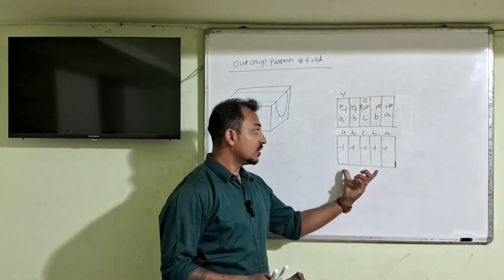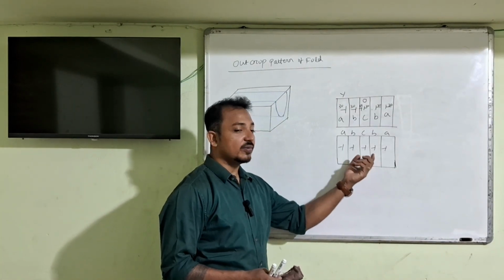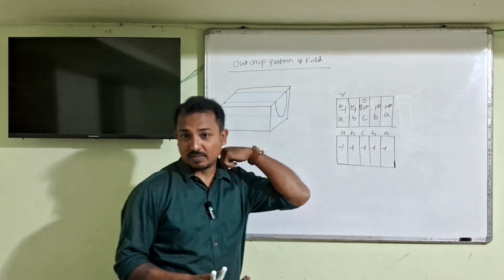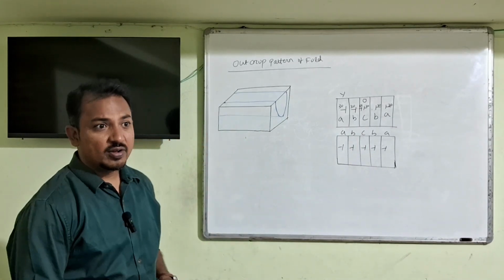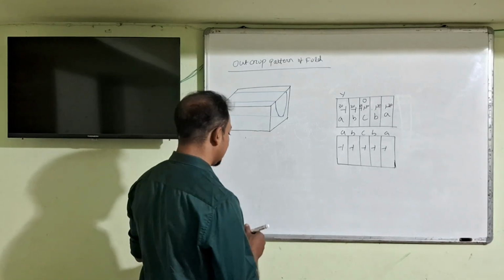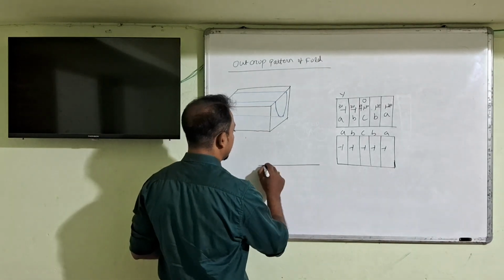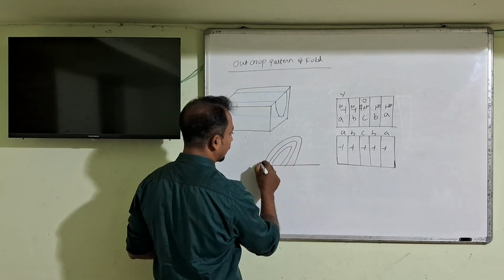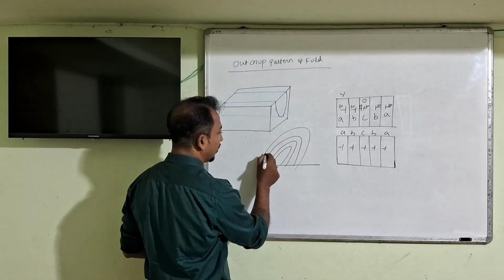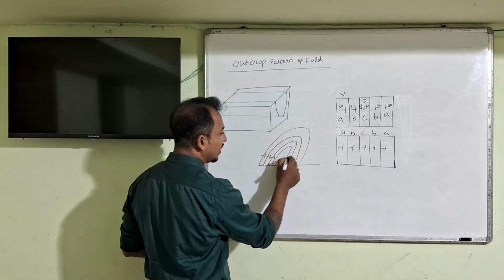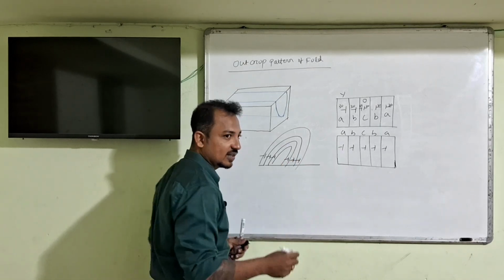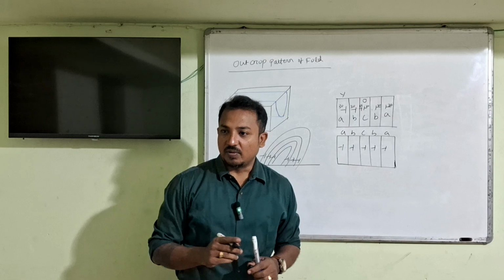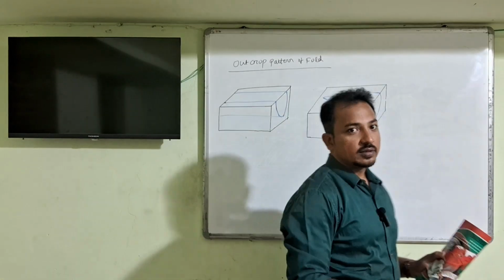See, next, in this type of fold, if the limbs are dipping in the same direction, first thing, it is an overturned fold. If limbs are dipping in the same direction, it is like this. This is an overturned fold, where the limbs are dipping in the same direction.